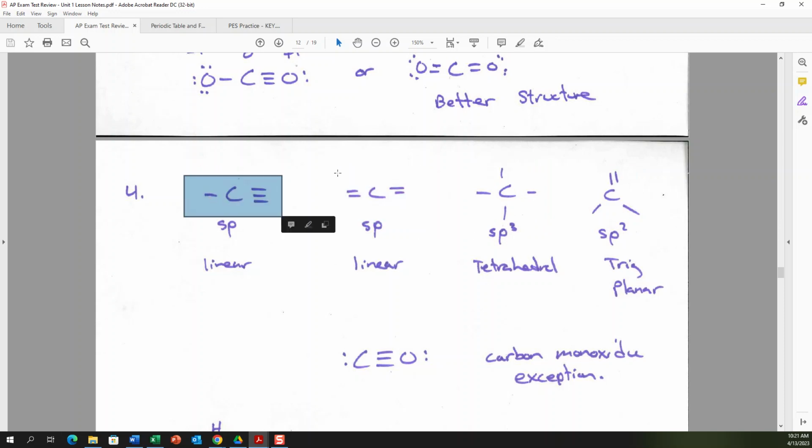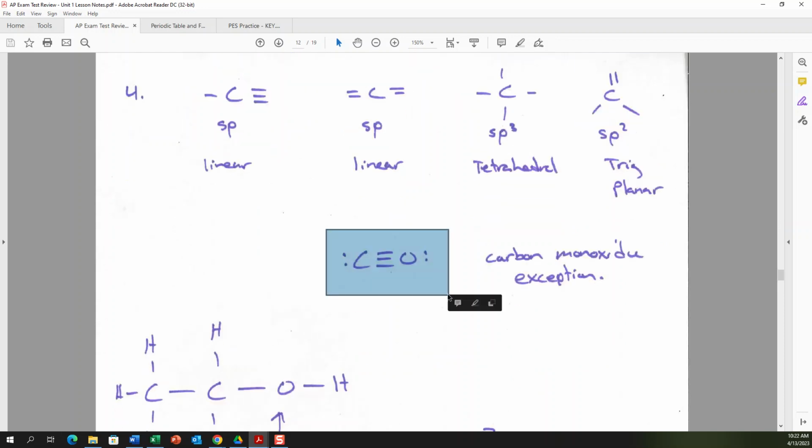In any organic compound, if this is the structure around my carbon, it's sp hybridized and linear. If it has 4 total bonds here, it's sp3 and tetrahedral. If it has 3 bonding domains, sp2 and trigonal planar. The one exception where you'll have carbon with an unshared pair is in carbon monoxide.